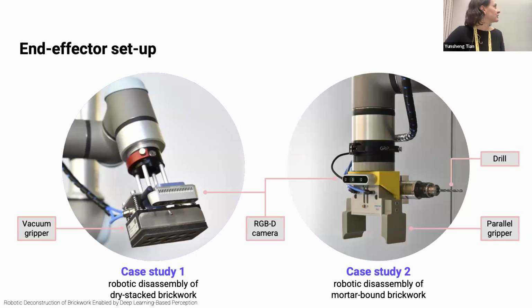In the first one, we had a vacuum gripper with a camera mounted, and in the second one, we have changed to a parallel gripper, a camera setup, and a drill to also take away the mortar.